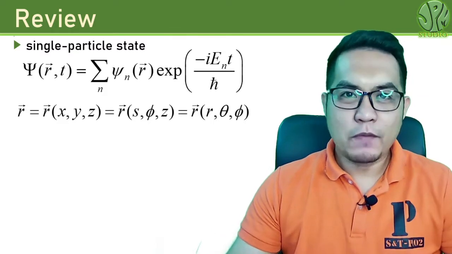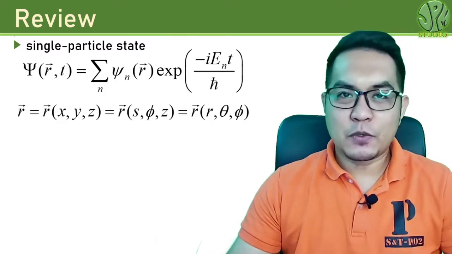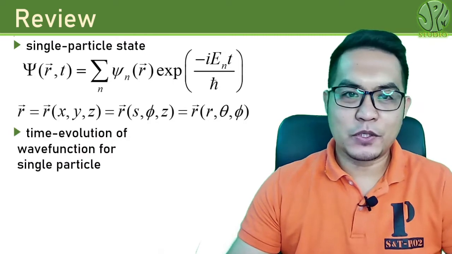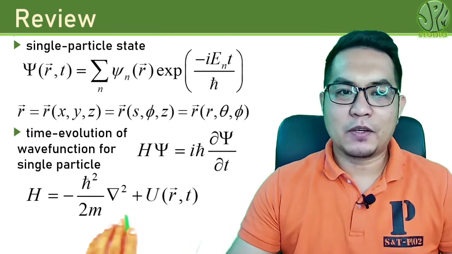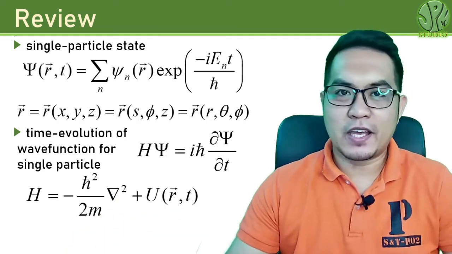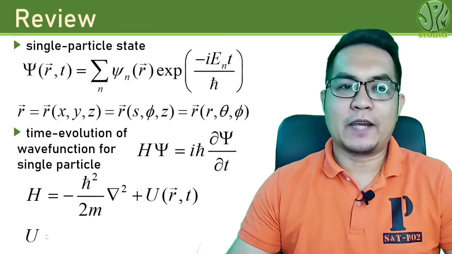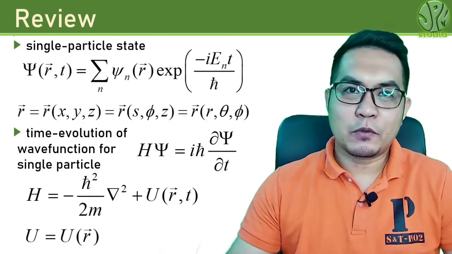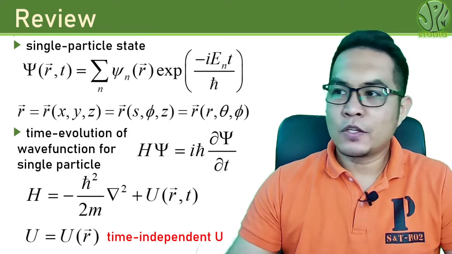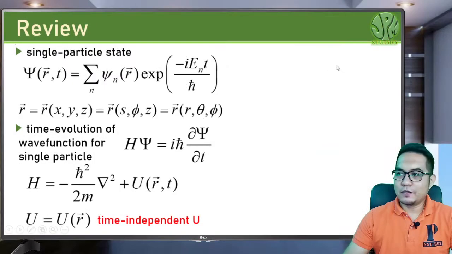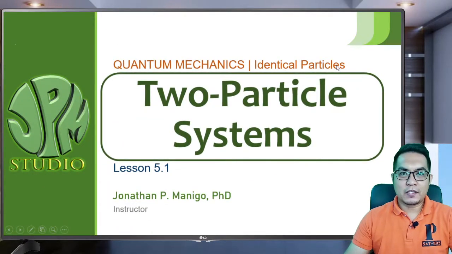These wave functions, or these states, evolve with time, and their time evolution is given by the Schrödinger equation, where the Hamiltonian is just the kinetic energy operator plus the potential energy operator, and most of the time the potential energies that we consider are time-independent. For this lesson, we will be talking about a two-particle system. What happens now to the wave function, or to the state of a system, if it is composed of two particles?